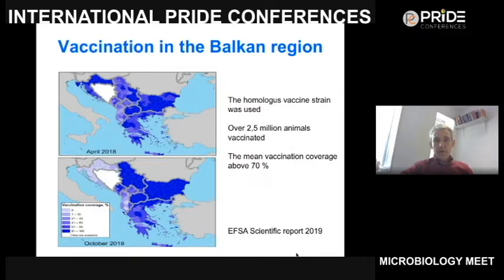You can see here a map from 2018. So in the Balkan area, mass vaccination was done with a homologous vaccine strain, and over 2.5 million animals were vaccinated, and the mean vaccination coverage was about 70%. Here you can see on the map the countries which were vaccinated against lumpy skin disease. Here in the north part, the last country was Croatia. This was preventive mass vaccination, and here is Slovenia, where I'm coming from. So in this area, this vaccination really stopped the spreading of the disease. Next slide.